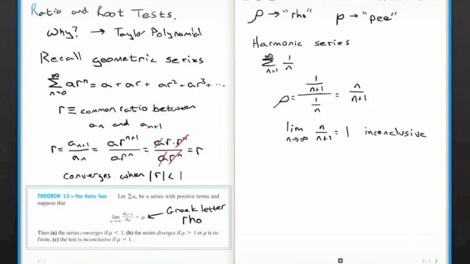All right, let's take a look at another example here. This one takes a lot of room, so I'm going to skip to the next page. So we'll look at another example up here. How about this series, n equals 1 to infinity of 2 to the n over n factorial? Does this thing converge?